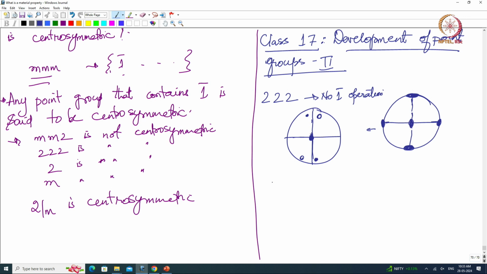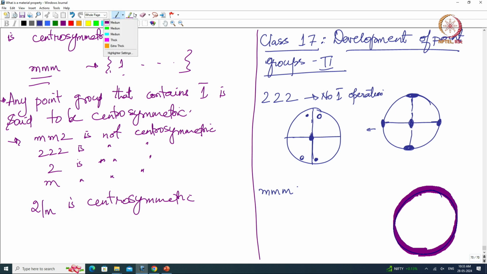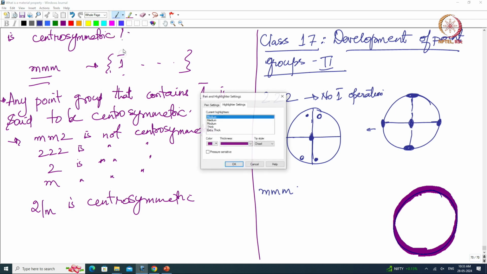Okay. Now, we can do the same thing for MMM, which has more symmetry elements in it, right. So, the way I am going to represent the stereogram with just the symmetry operations is as follows. I am just going to say that the plane itself is a plane about which there is mirror symmetry. This is a plane about which there is a mirror. Then I am also going to shade the x and y axis. Perhaps I can just use a thinner one, right.